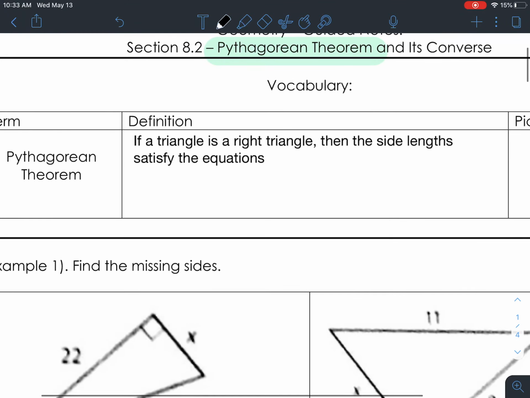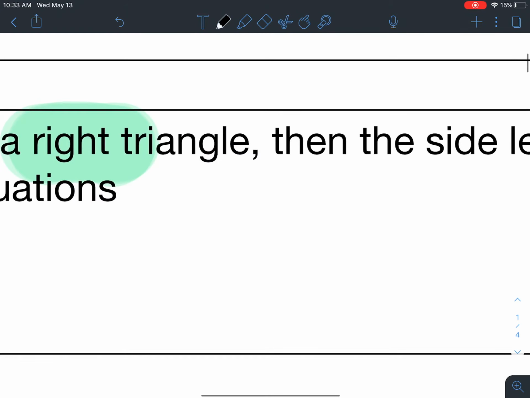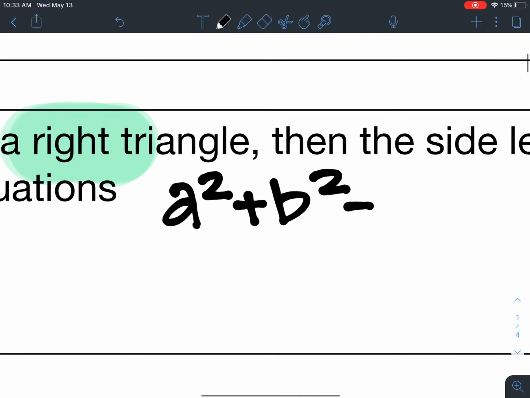What the Pythagorean theorem is saying is, if a triangle is a right triangle, and that's very key here, it has to be a right triangle, then the side lengths satisfy the equation a squared plus b squared is equal to c squared.